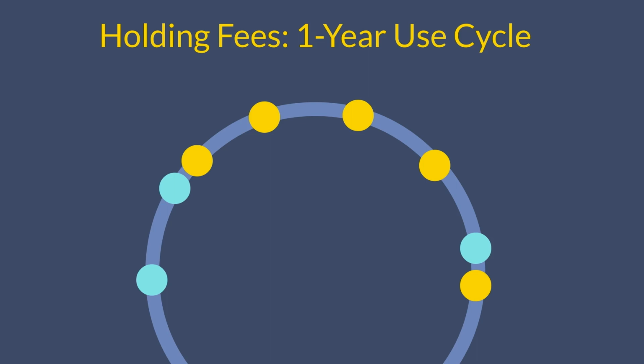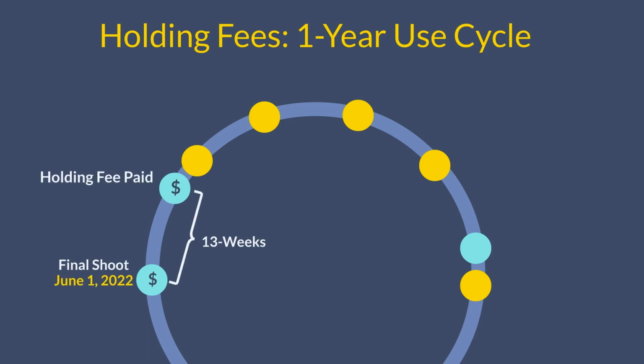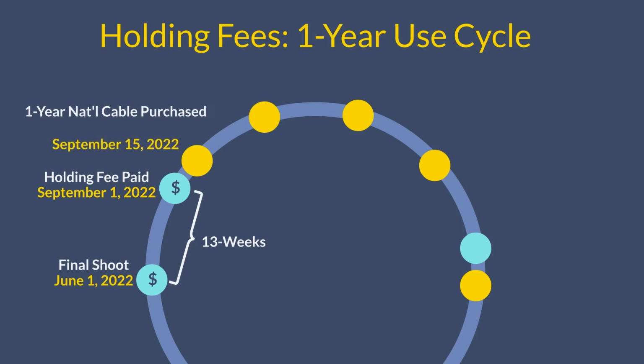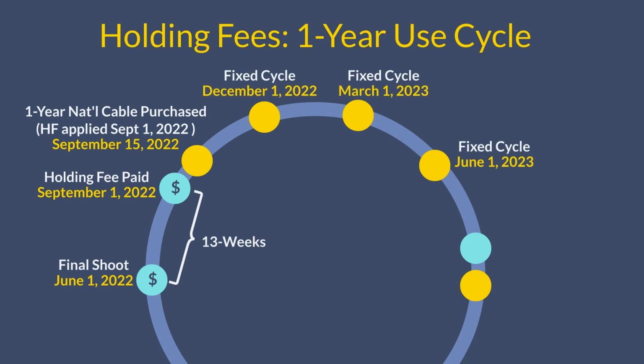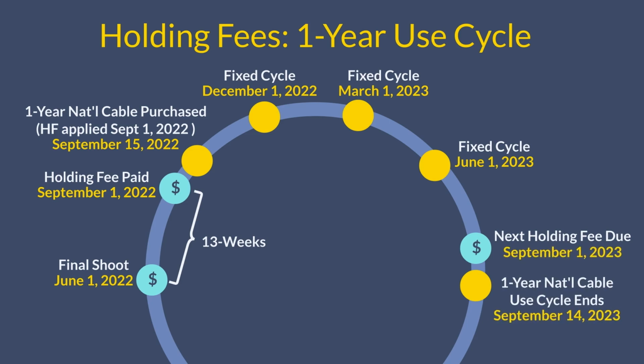For commercials that will run on linear or linear plus digital, here are some examples to consider. So imagine the final shoot date of a commercial is June 1st. An advertiser pays the holding fee for the next fixed cycle on September 1st. They then purchase 1 year of national cable on September 15th. The September 1st holding fee is applied against the September 15th use payment, and the next holding fee would not be due until the following September 1st.